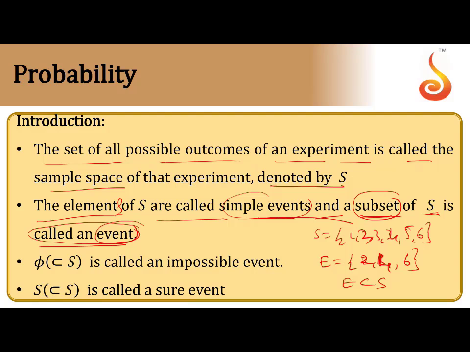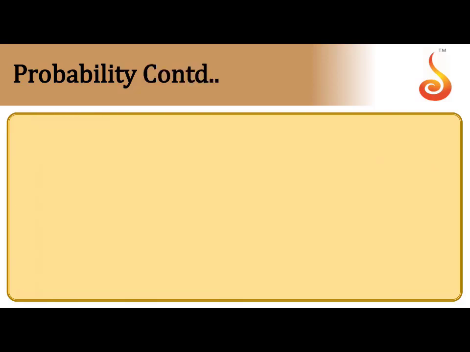Next. Phi is the null set. The null set is a subset of every set. In that case we call it an impossible event. If it is not possible to take the event, that is called an impossible event. For example, on rolling a die, getting the number 7 is an impossible event. What is the maximum possibility? 6. So we call it an impossible event. It is not possible in the experiment. S is a subset of S. Every set is a subset of itself. In that case we call it a sure event. Understand? Next.